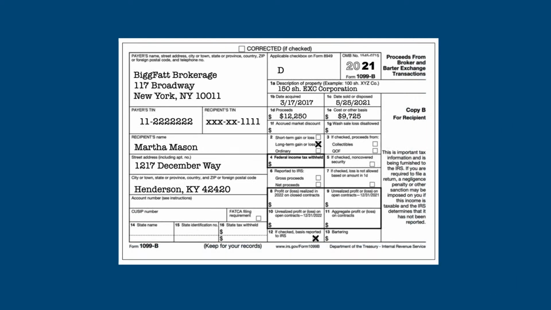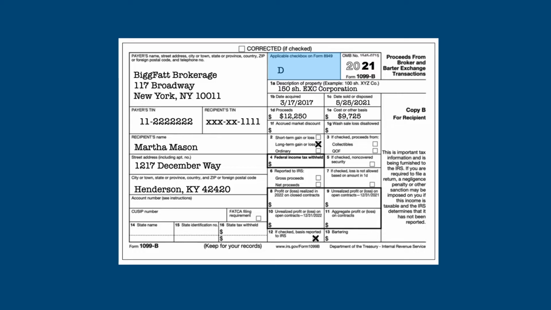We're not going to look at all the boxes on this form, just the ones that are relevant to most tax-paying investors. The left side of the form has the usual identifying information for the payer and recipient. At the top of the form is the applicable checkbox, which gives a code for the type of transaction. We'll examine what those codes are a bit later.